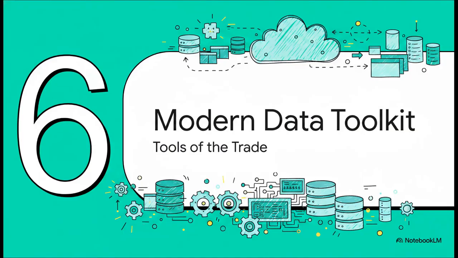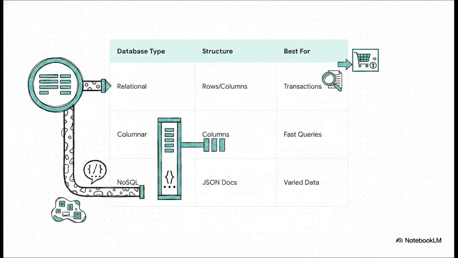Finally, Section 6, the Modern Data Toolkit. Let's look at how this whole discipline is evolving alongside some incredible database technology. A data engineer must pick the exact right shape of pipe for the right job, and this table lays out the core choices. Relational databases, like PostgreSQL, store data in rows and columns. They are perfect for carefully recording point-of-sale transactions.